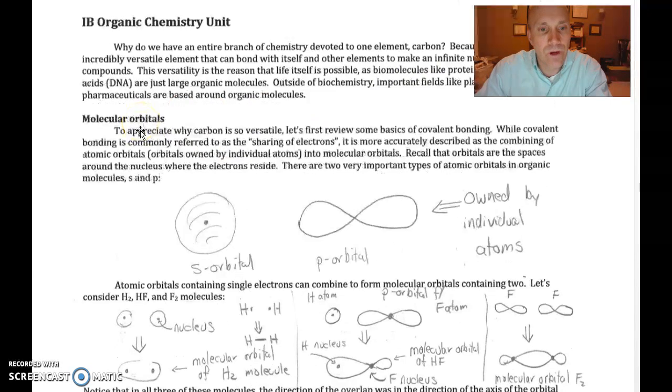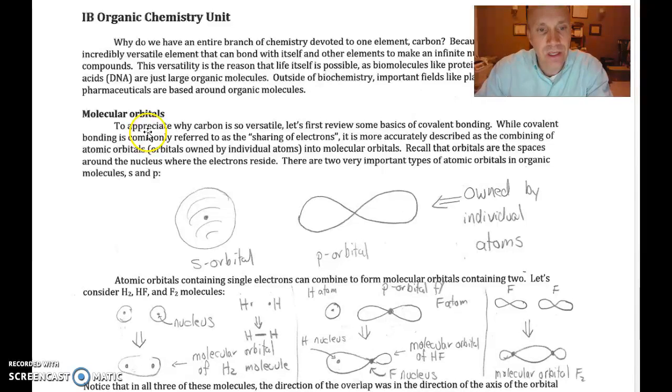So what I want to start off with in this unit can be a fairly complicated topic, but it gets to the heart of why carbon is incredibly versatile. And to talk about this topic, we first want to go back and review a little bit about molecular orbitals. Okay, so hopefully you're familiar with atomic orbitals, all right? And atomic orbitals are just regions of space around the nucleus of an atom where an electron can reside, all right?